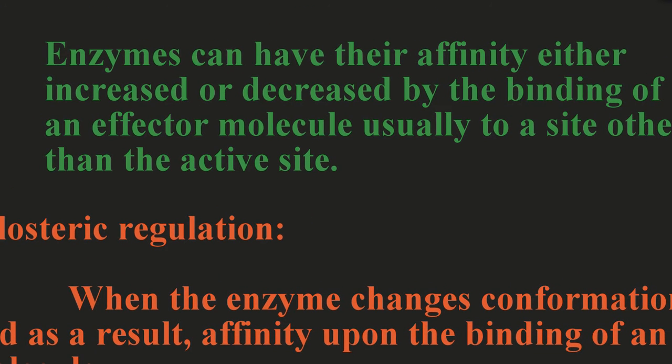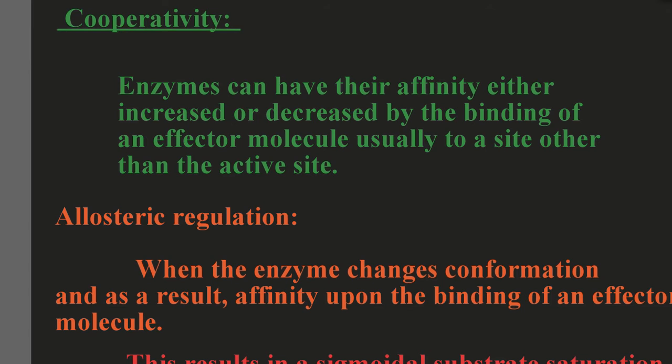Basically what happens is the enzymes can bind these effector molecules to a site that's usually not the active site, and they can either increase the affinity or decrease the affinity by changing their conformation upon binding this molecule. So that's called allosteric regulation. Anytime we change conformation and as a result the binding affinity, when we bind another effector molecule, not the substrate, sometimes it is a substrate, but usually it's not.